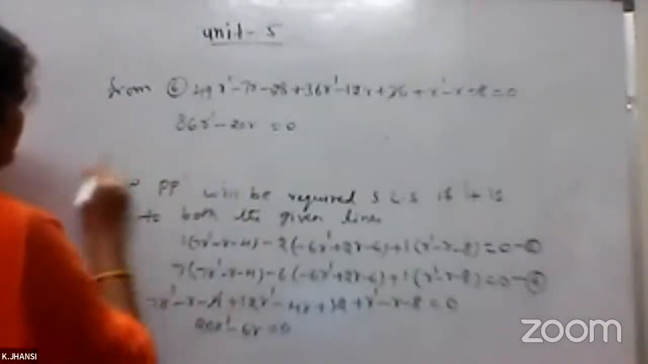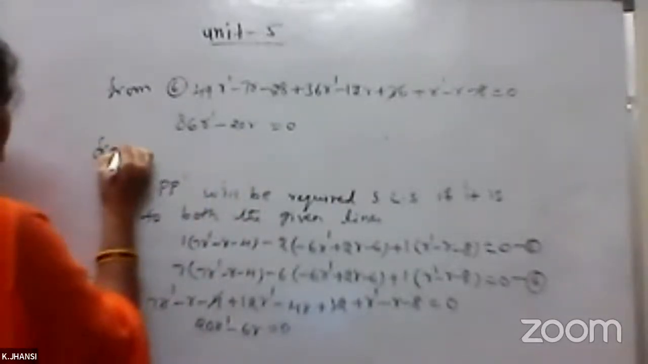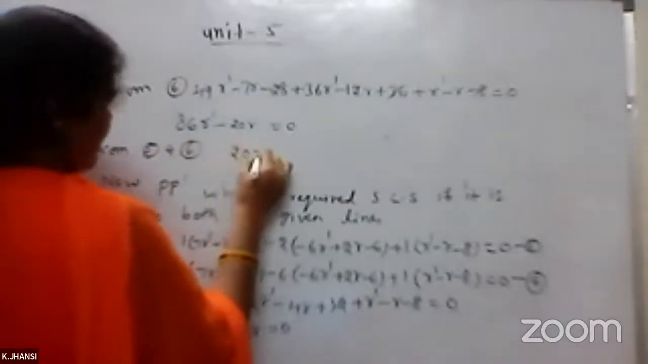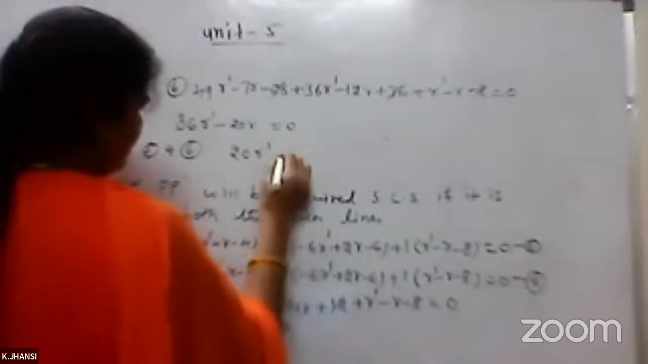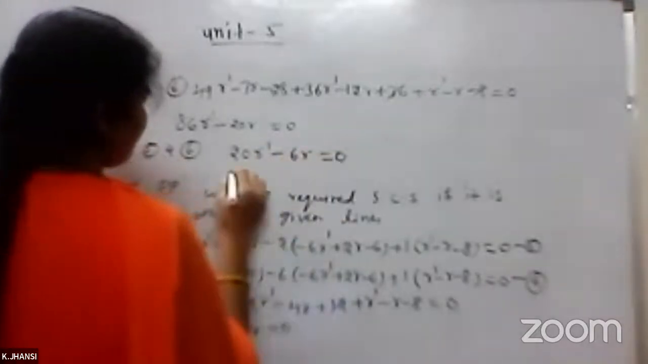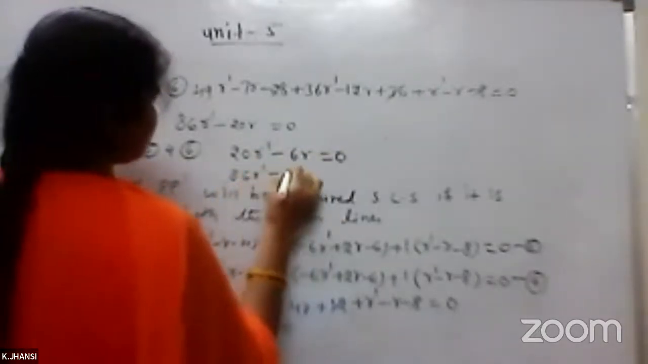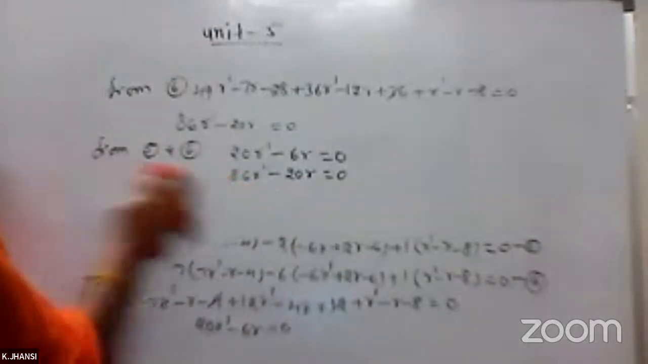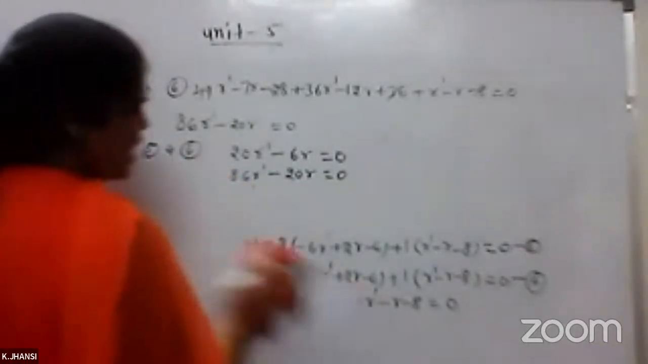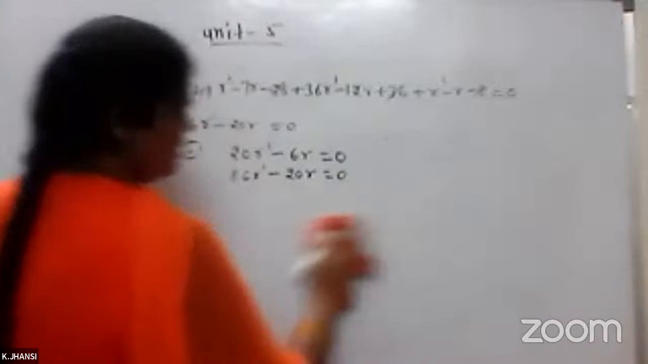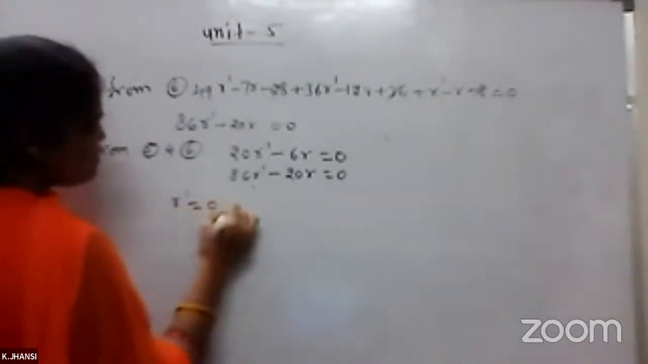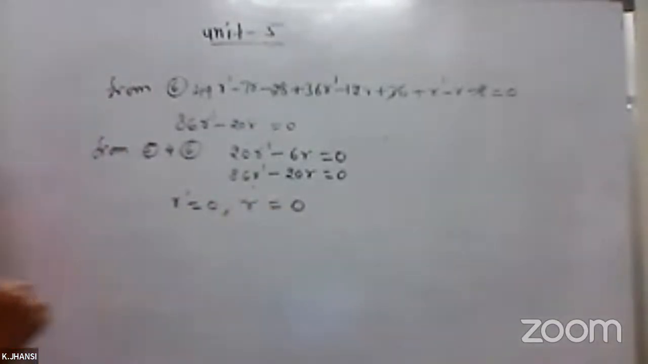So from the fifth and sixth we have 20r dash minus 6r equals 0, and here 86r dash minus 20r equals 0. So from these two, because the constant value is not there, the r1 and r2 values are 0. Okay. r dash is equal to 0 and r is equal to 0.